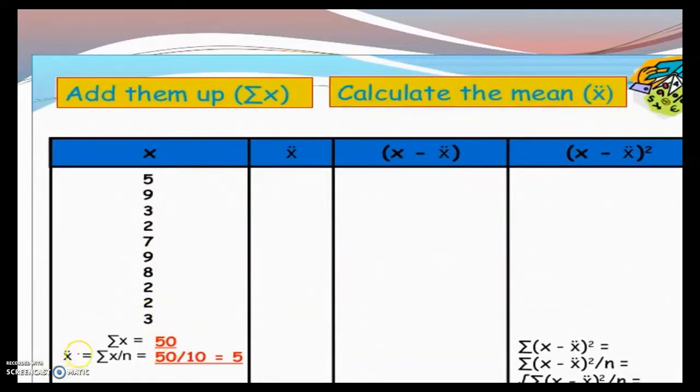Then x bar, the simple equation for calculating x bar, the arithmetic mean, is equal to sigma x divided by n. So here sigma x is equal to 50 and the total number is 1, 2, 3, 4, 5, 6, 7, 8, 9 and 10. So n is equal to 10. So we have to divide 50 by 10, we get 5. So here in the x bar column, you have to write 5.